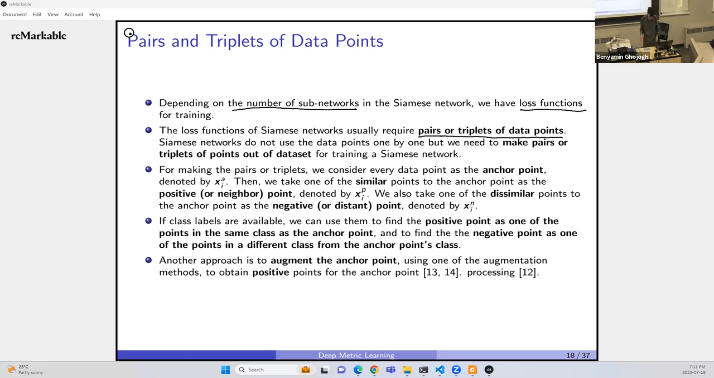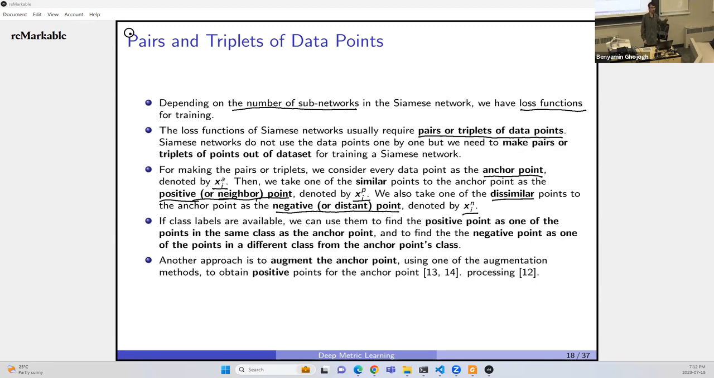Usually, in each pair or triplet, we have an anchor point, okay? We denote it by x_i^a. A stands for anchor and i means the ith point, okay? You can see that the ith pair or ith triplet. And usually we have a point from the same class as the anchor point. So it's a similar point to the anchor point or a neighbor point. You can call it neighbor point or positive point or similar point. And we denote it by x_i^p. P stands for positive, right? And we also get a dissimilar point, which is from another class, right? We call it negative point or distant point. And we denote it by x_i^n. N stands for negative. So I think now it's obvious. When we have triplets of data points, in each triplet one of them is anchor, one of them is positive, one of them is negative.